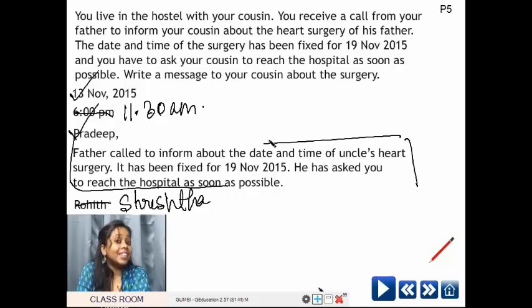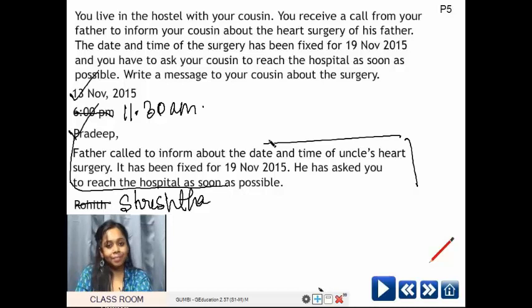Okay. I will tell you. Your father's surgery is on the 19th of November. It is okay because I am writing the letter to my cousin Pradeep, whose father is undergoing a surgery. Pradeep's father, his father. So I am writing, your father's surgery is on the 19th of November. Be in the hospital as early as possible. So this only it is telling you that he'll have to be in the hospital as soon as possible. So the main information has been passed on to Pradeep.